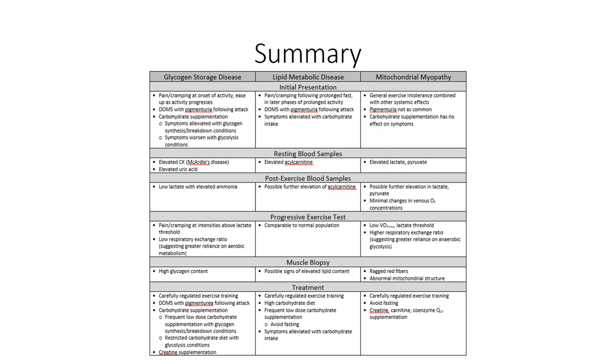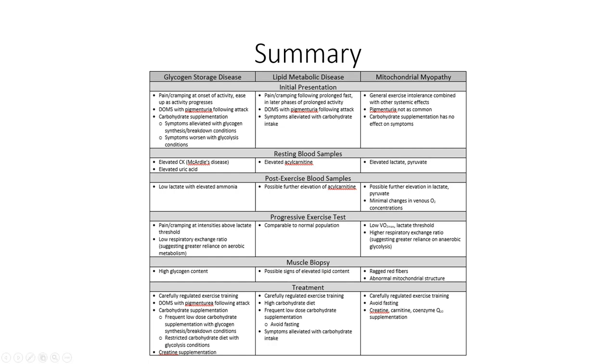If progressive exercise tests are performed, they should be relatively normal in both glycogen storage disease and fatty acid oxidation disease, although patients with glycogen storage disease are likely to report pain and cramping as exercise intensity increases. Patients with mitochondrial myopathies will terminate the test early at low oxygen consumption levels due to pain and fatigue. Muscle biopsies are not typically ordered, but would show characteristic findings such as the presence of ragged red fibers in mitochondrial myopathies. Samples may show accumulations of glycogen or lipid vacuoles in glycogen storage disease and free fatty acid oxidation diseases, respectively.